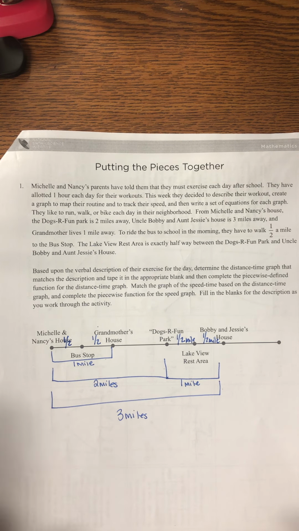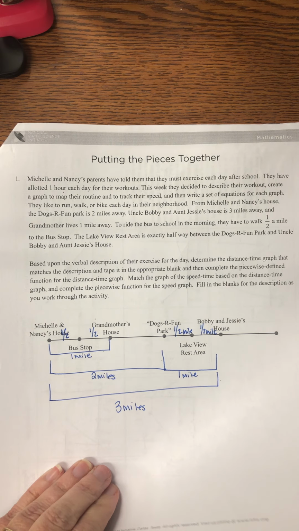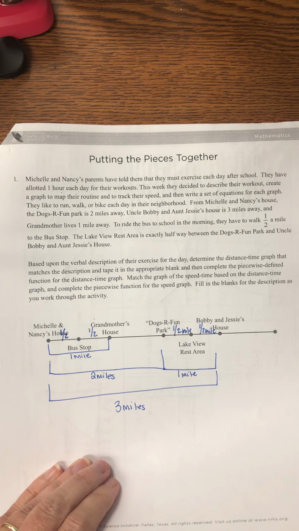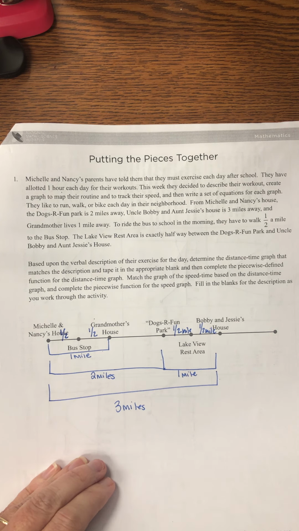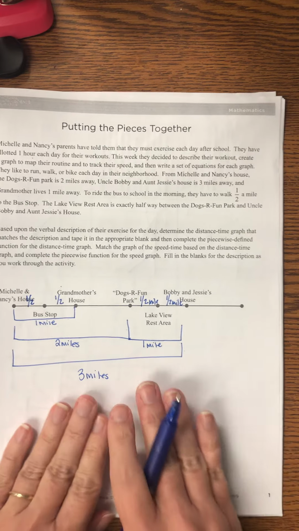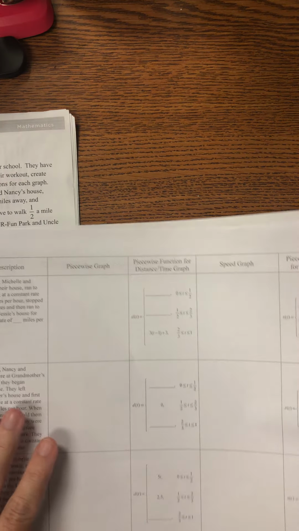Okay, so based upon the verbal descriptions of their exercise for the day, determine the distance time graph that matches the description and complete the piecewise defined function for the distance time graph. Match the graph of the speed and complete the piecewise function for the speed, and fill in the blanks for the description as you work through the activity. Okay, so we're going to have to leave this because we're going to have to refer back to this information often as we do Monday through Friday's exercise routine.